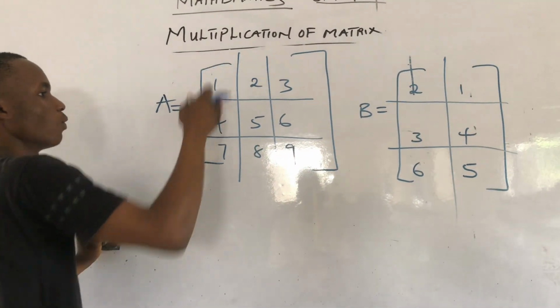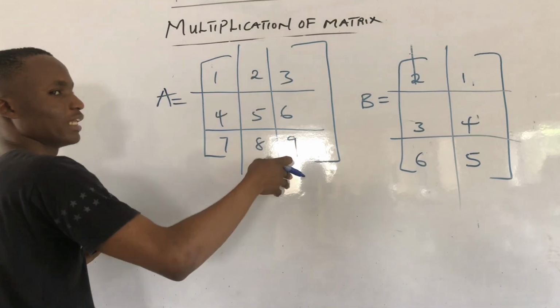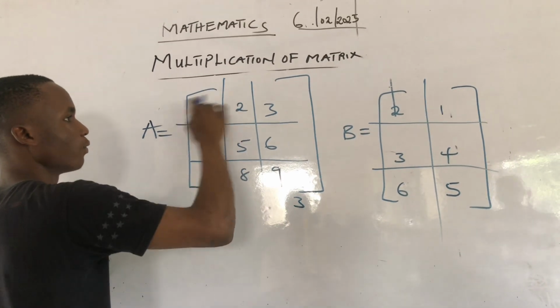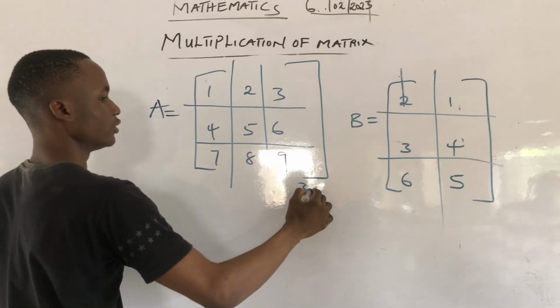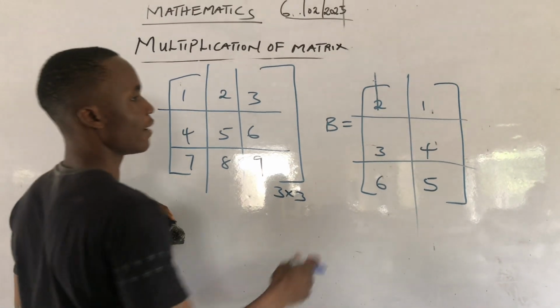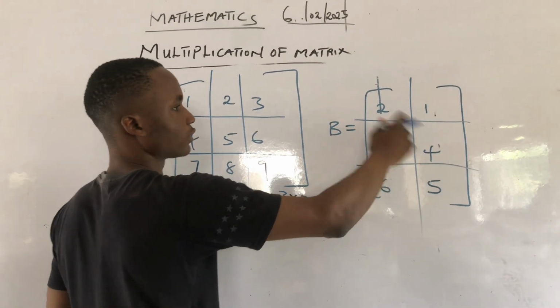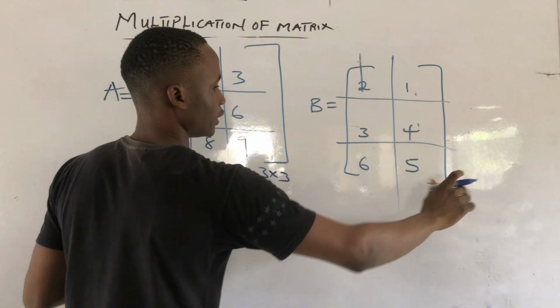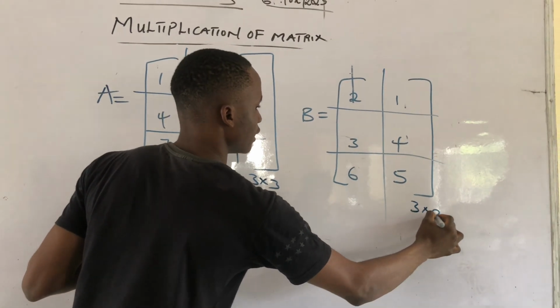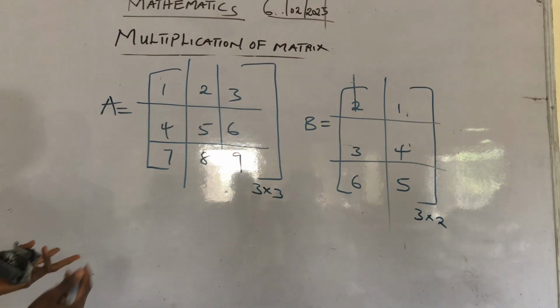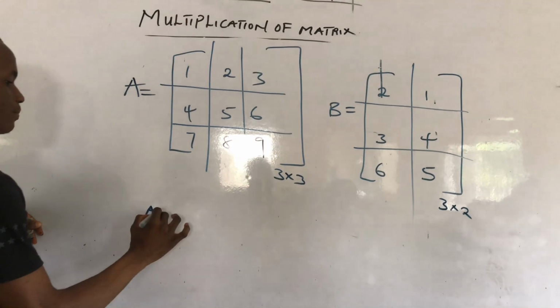So let's go. We have 1, 2, 3. That is 3 columns. And then we have 1, 2, 3, that is 3 rows. Okay? Here we have 1, 2, that is 2 columns, and then we have 1, 2, 3, that is 3 rows, and then 2 columns. Now let's multiply, let's find AB in this aspect.